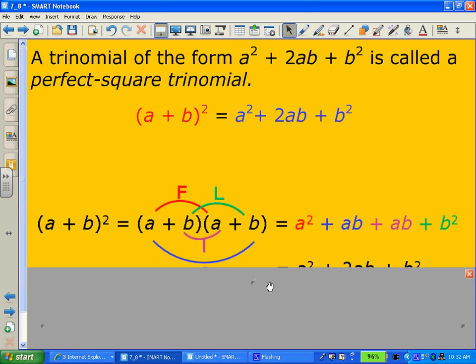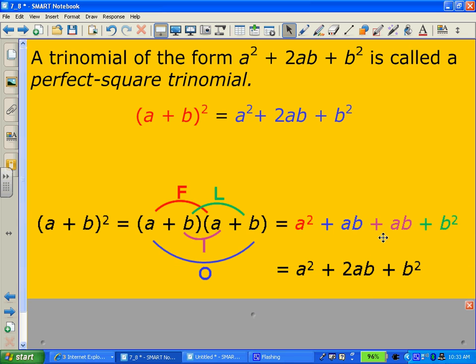If I have a plus b squared, that's the same as a plus b times a plus b. So if I do first, I get a squared. Outside, I get ab. Inside, I get ab. And last, I get b squared. So when I combine the ab's in the middle, I get a squared plus 2ab plus b squared. This pattern will always happen when I'm squaring a binomial. So if I know what my answer is going to look like, a trinomial, I can use that to shortcut the process a little bit.